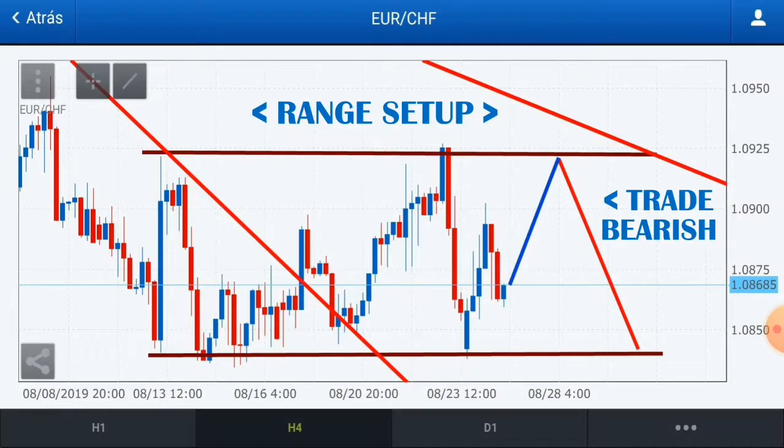Euro Swiss franc, similar situation on the 4-hour chart, where the market is basically in the process of completing a range consolidation setup. The market is expected to continue the bullish movement and take us up towards resistance. But my preference would be to wait until the market hits resistance and then provides us with bearish signals, which will be more in sync with the main trend direction.